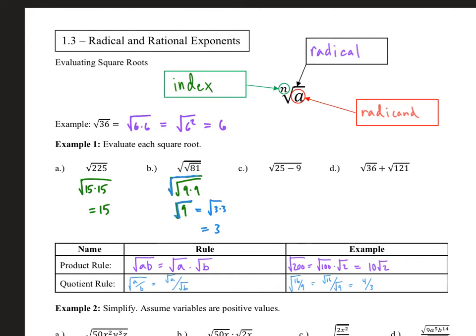The square root of 25 minus 9, so simplifying that first. 25 minus 9 is 16. Of course, the square root of 16 is 4, since 4 times 4 is 16. So the answer is 4. And then the square root of 36 plus the square root of 121. I need to simplify that first. Of course, the square root of 36 is 6. The square root of 121 is 11. So then 6 plus 11 would be 17.